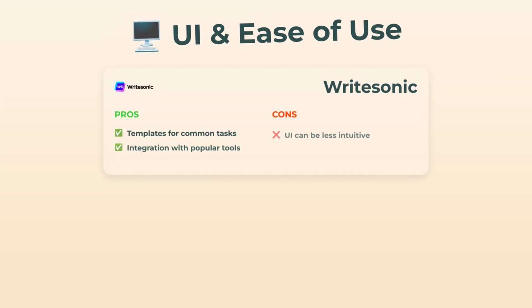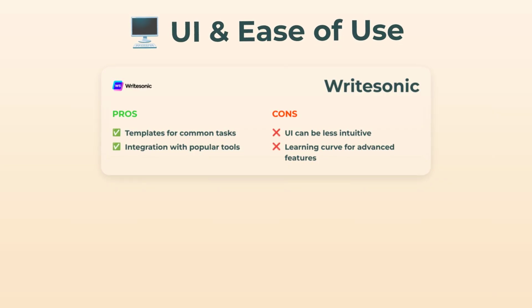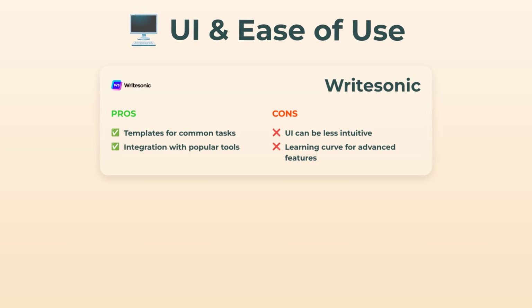UI and ease of use. So Writesonic does offer templates for all kinds of tasks: blogs, ads, product descriptions. Integration with other tools is a plus, but I've got to say the UI could feel a little clunky at times. It's good, but there's a bit of a learning curve if you want to unlock those advanced features.